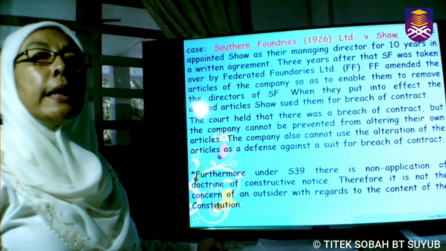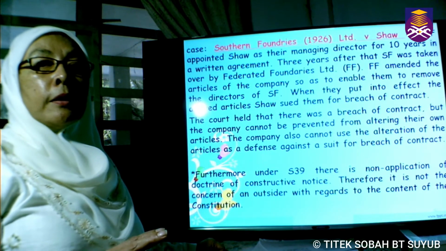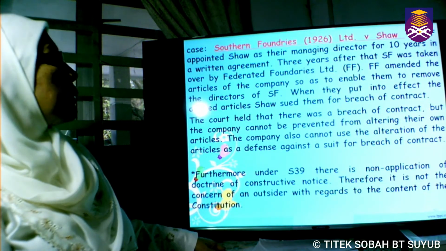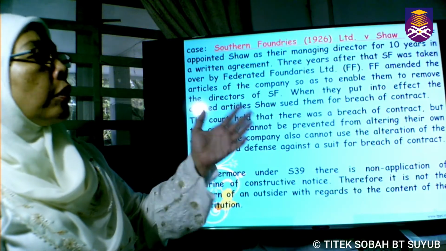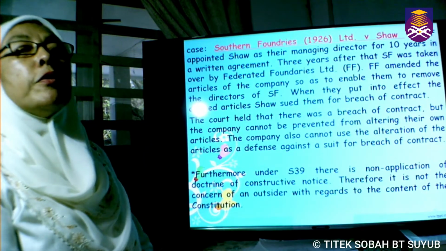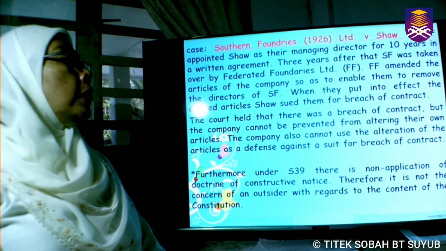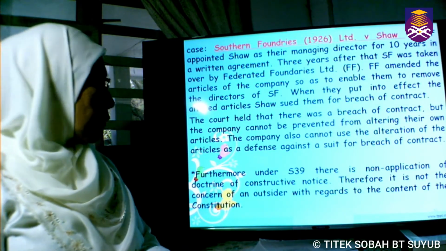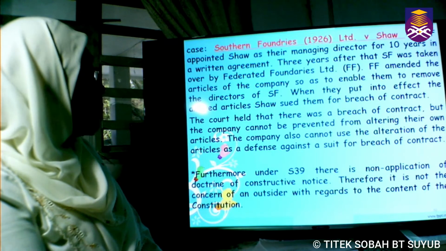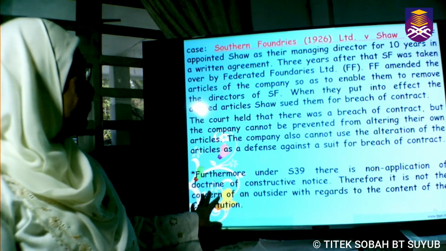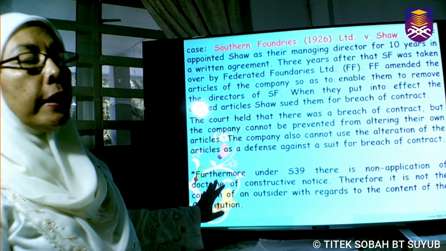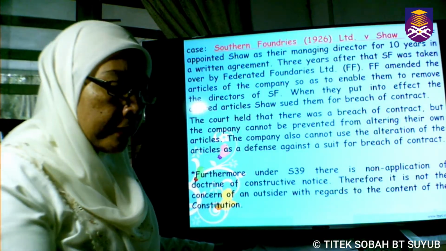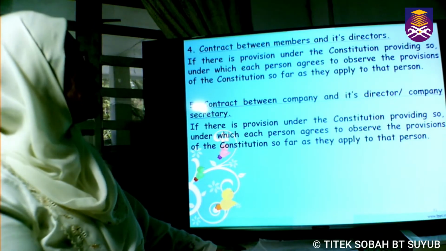Right, he can sue for breach of contract, but he cannot stop the alteration of the constitution. Breach of contract, yes, can. Okay, so no problem. However, cannot stop. That's why I said you cannot stop the company from altering their articles of association, and you cannot enforce your right. However, if your rights are affected, you can sue based on other remedies provided by the law of contract. Okay. Furthermore, under Section 39, there is the application of the doctrine of constructive notice. So for outsiders, this internal document is not your concern. This one I explained to you earlier. So that's why outsiders cannot enforce it.